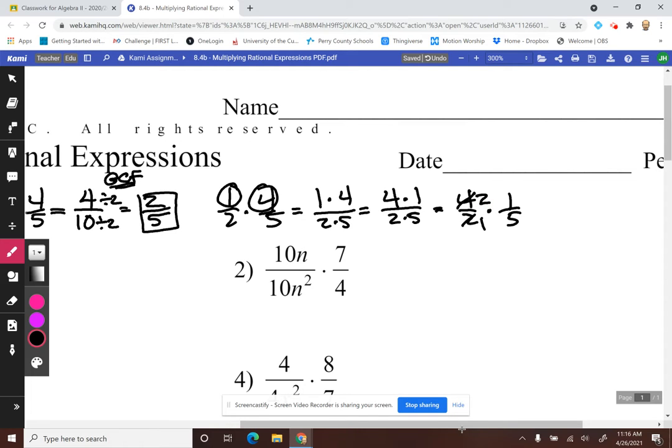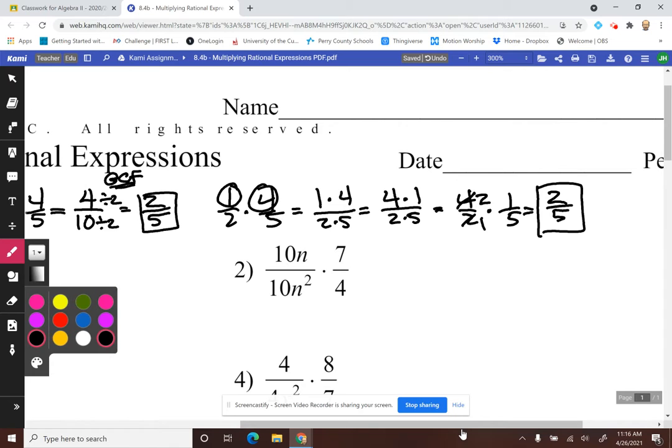And notice what happens here. I've got 2 times 1 is 2, and 5 times 1 is 5. Notice I didn't even get to that 4 over 10 answer. It took me right straight to the simplified version because I basically simplified first.